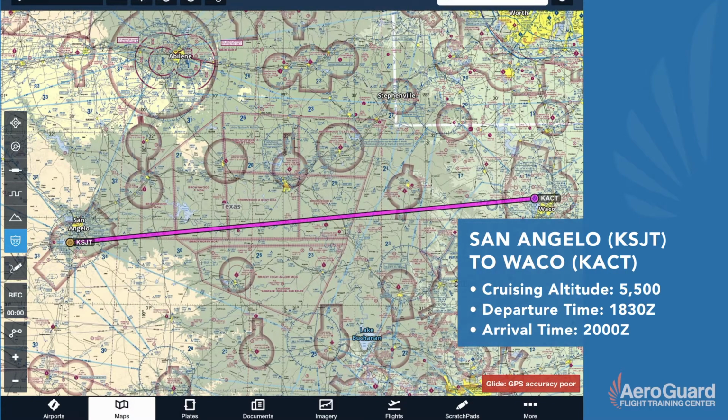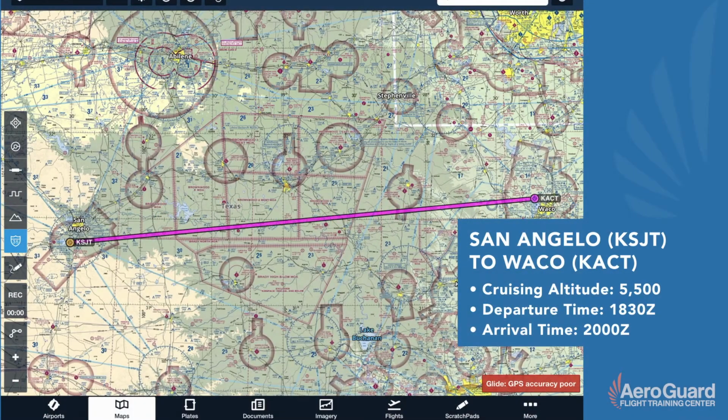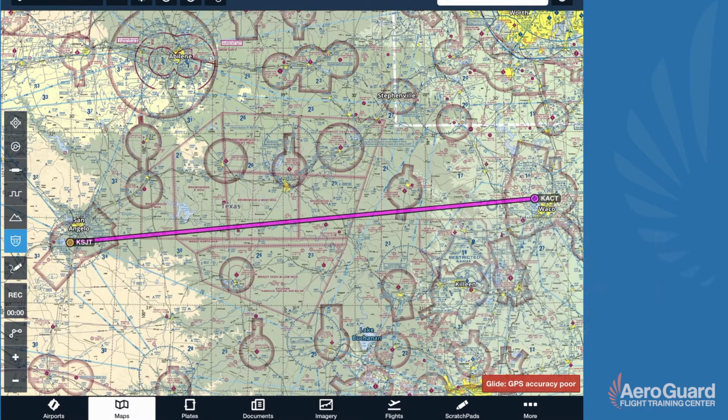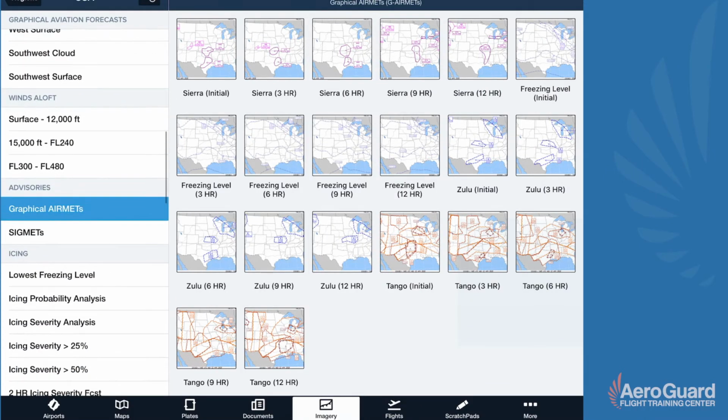To do that, we're going to immediately look at AIRMETs and SIGMETs, and convective SIGMETs. So let's jump over to this imagery tab, and specifically what I have done is navigated to this advisories section, and we see the graphical AIRMETs here. We're going to go through each of these different AIRMETs, and we can also look at the SIGMETs. We'll start with the AIRMET Sierras.